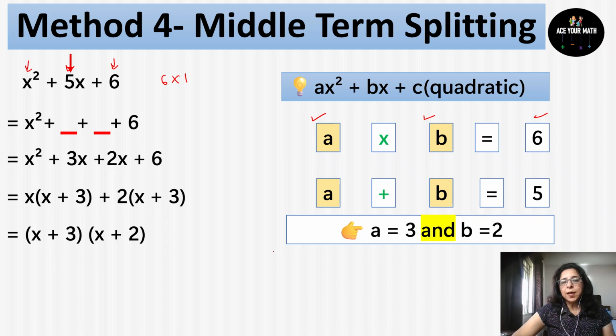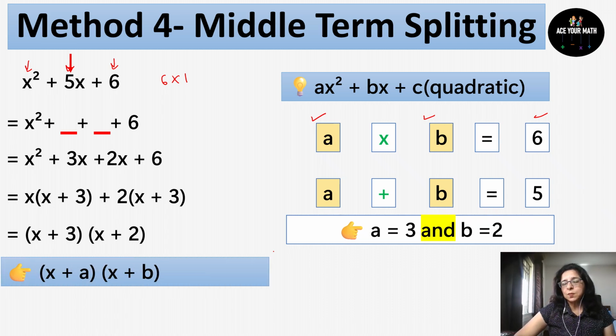So what are the factors here? X plus 3 and x plus 2 are the factors, which is of the form x plus a, x plus b. Okay. So the two factors are x plus 3 and x plus 2 by using middle term splitting.